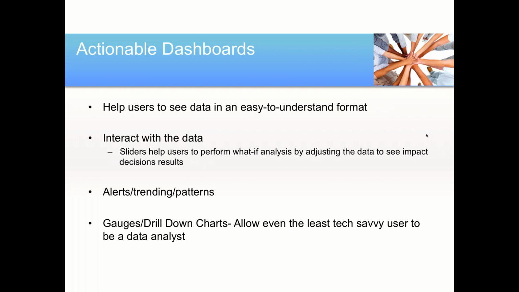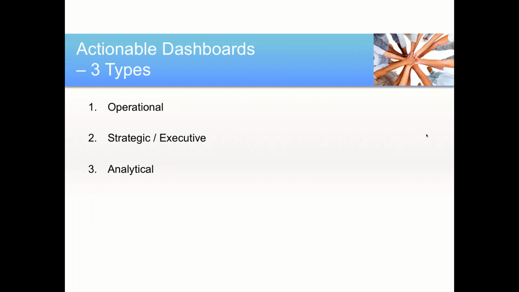It's so bad when we see people create dashboards that are supposed to present data to people, and people don't understand the data. They don't understand what they're viewing. So it's important to make sure that it works and makes sense for your users. So with actionable dashboards, there are three types. We have operational, we have strategic/executive, and we have analytical.